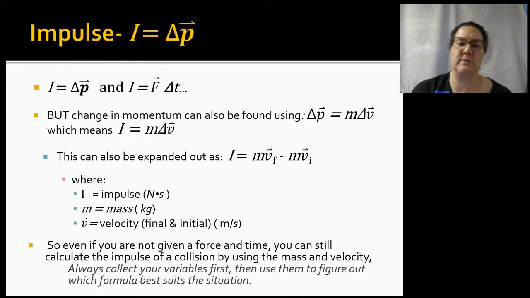Impulse is equal to change in momentum, and impulse is equal to force multiplied by time. But change in momentum can also be found by mass multiplied by change in velocity. So that also means that impulse can be found when you take your mass and multiply it by your change in velocity, which can also be expressed as impulse is equal to mass times final velocity, subtract mass times initial velocity. So even if you're not given a force and time, you can still calculate the impulse of a collision by using the mass and velocity. So always start with collecting your variables and then try and figure out which formula will best suit the situation.